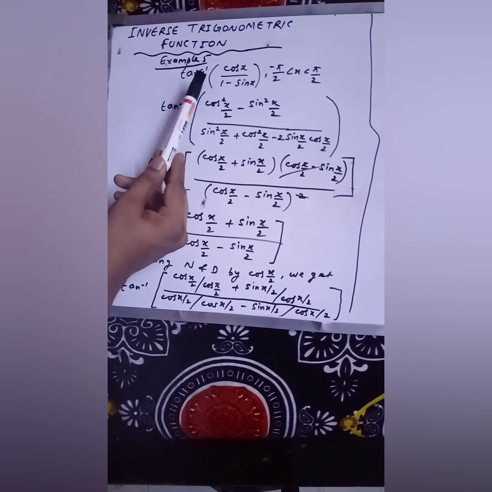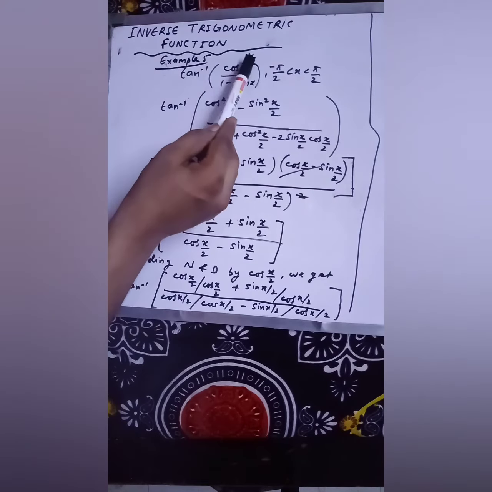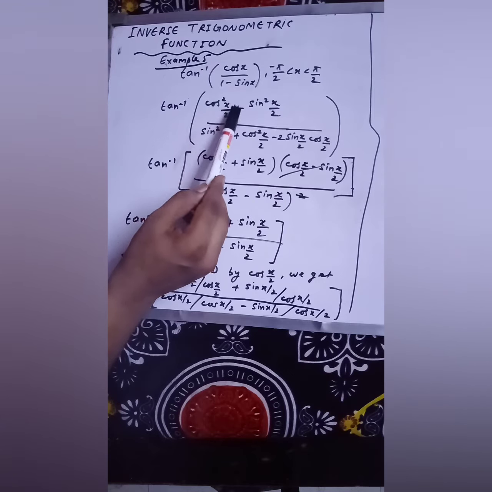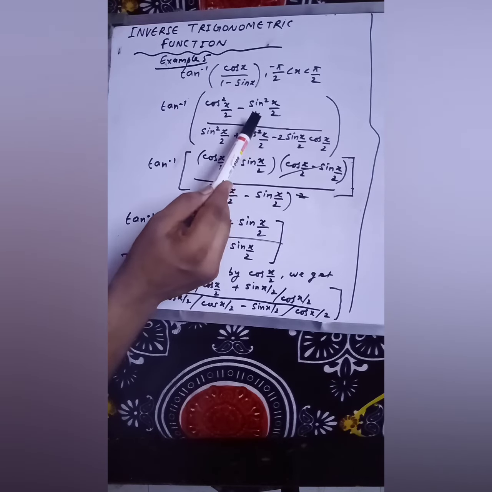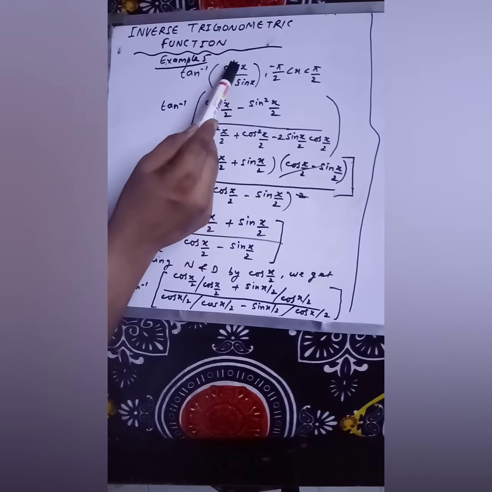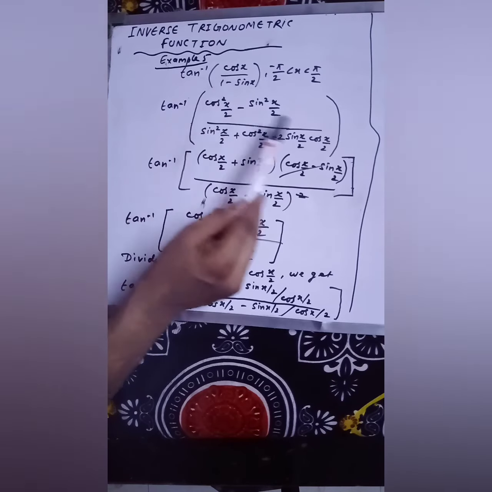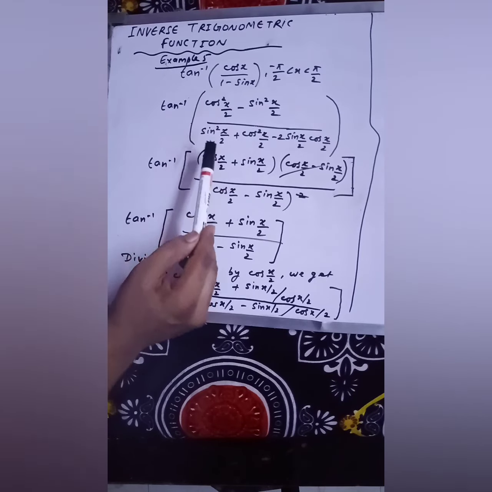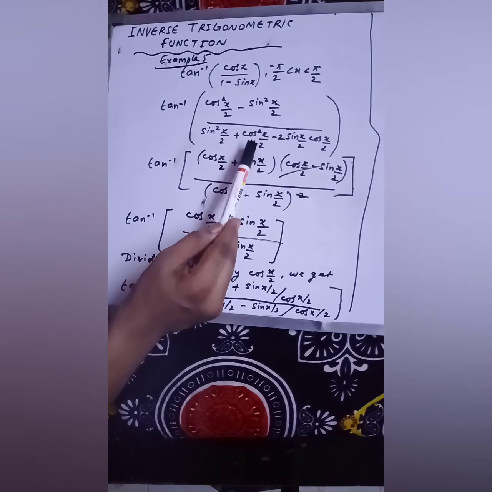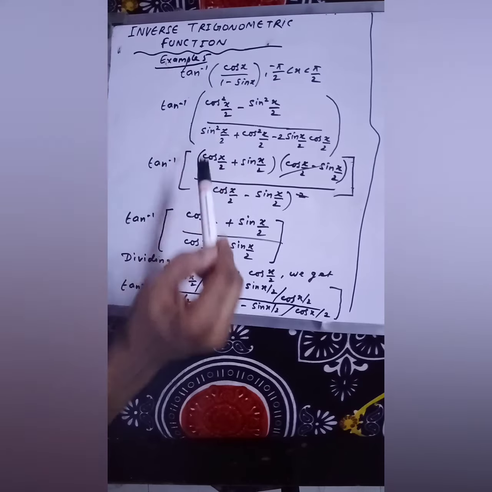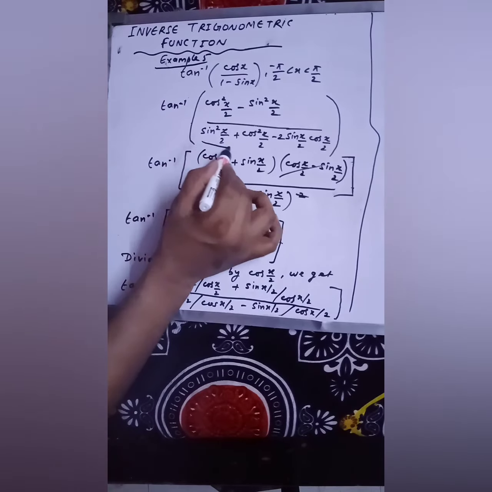Okay, so let's start. In place of cos x, I'm writing this formula: cos square x by 2 minus sin square x by 2. This is a formula of 11th standard. And in the denominator, in place of 1, I'm writing sin square x by 2 plus cos square x by 2, because this is equal to 1.